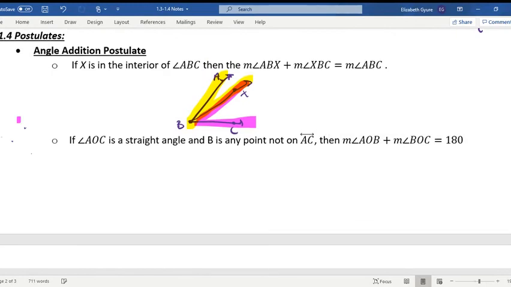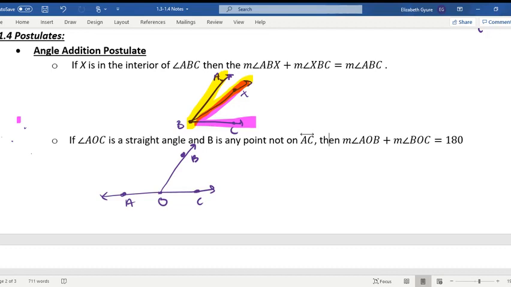So then the second part of our angle addition postulate says if angle AOC is a straight angle, so let's draw angle AOC, and B is any point not on line AC, so I'm going to put point B up here, and then connect it with a ray. Then the measure of angle AOB plus the measure of angle BOC equals 180 degrees.